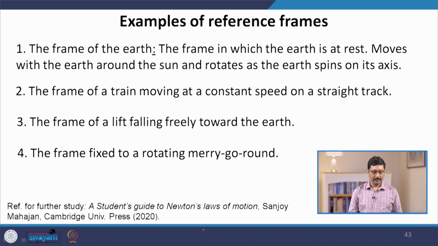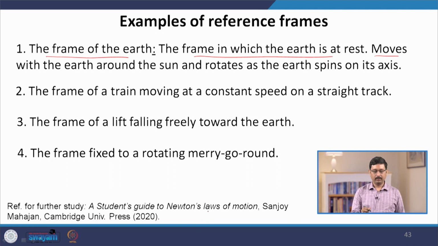Here are some examples. If you do not mention anything, that usually means you are working from the frame of the earth, meaning the frame in which the earth is at rest. Now, if you observe the earth from space, from a satellite, as you see in some of the space-related movies, you will see that the earth is actually moving around the sun and also spinning around its own axis.